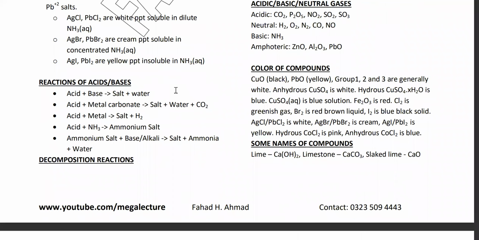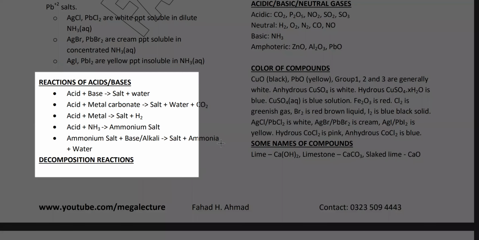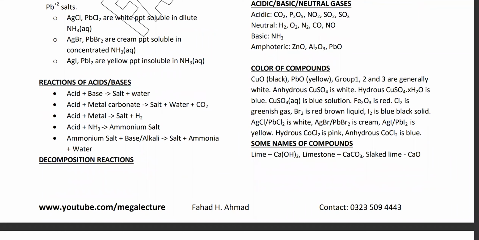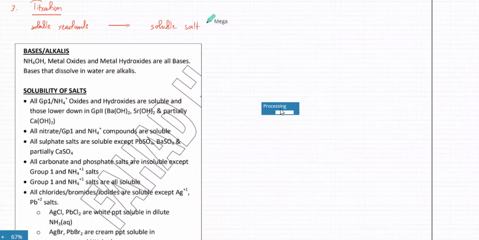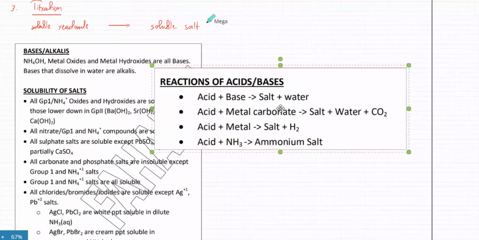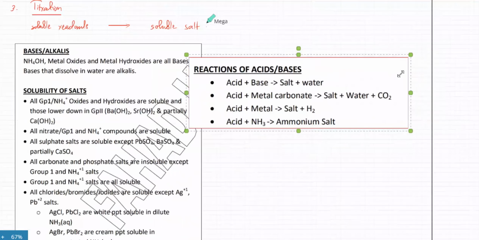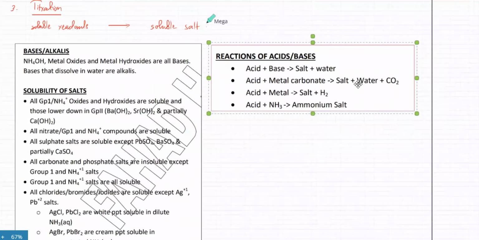And you've got 4 reactions where you make salts. I'm going to copy those 4 reactions, which are used to make salts. The first is an acid-base reaction that produces salt and water. You've got an acid plus metal carbonate reaction that produces salt, water, and carbon dioxide, and so on. Acid plus ammonia produces ammonium salt. So you've got these 4 reactions that are used to make salts.